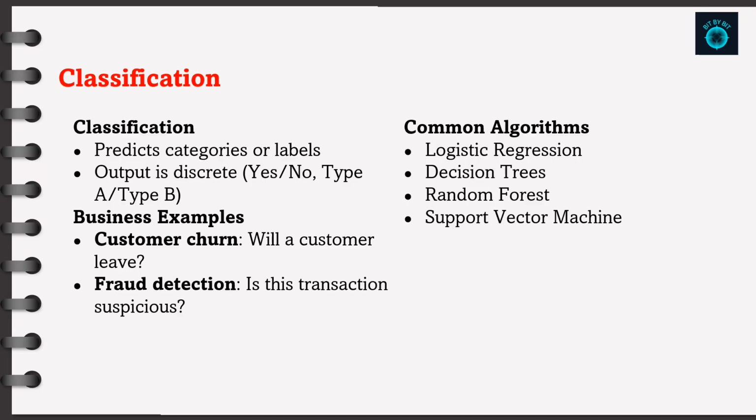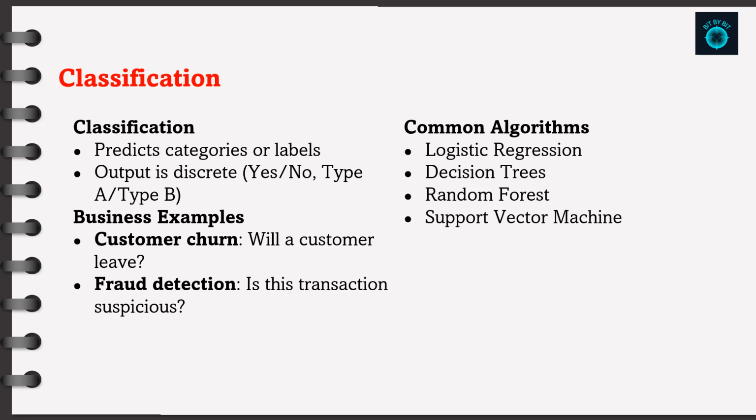Let's look at two important business applications. The first is customer churn prediction. Here, the model predicts whether a customer is likely to stop doing business with you. It uses data such as past purchases, service usage, and support interactions to classify customers as likely to churn or likely to stay. The second is fraud detection.